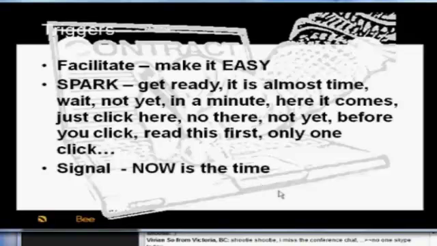Click here to get started. Just fill in your name and click here and you'll get your information, that type of thing. So that's how you would structure that. And it's a standard formula.